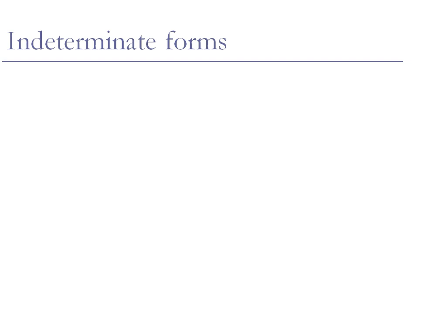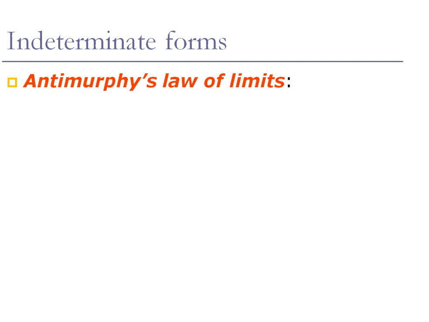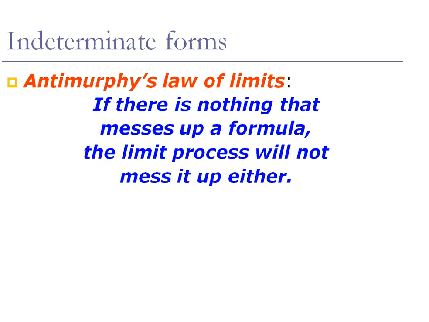Now, that basically can be summarized in another law that I like to mention, which again is not really a formal law, but something that helps you remember certain concepts. I call this the anti-Murphy's law of limits. You may remember Murphy's law, which says that if something can go wrong, it will. Well, this is exactly the opposite. What it says basically is that if there is nothing that messes up a formula for a function, the limit process will not mess it up either. So when things work with the function, with the formula, the same thing will happen with the limits, and you'll be able to work it out quite nicely.